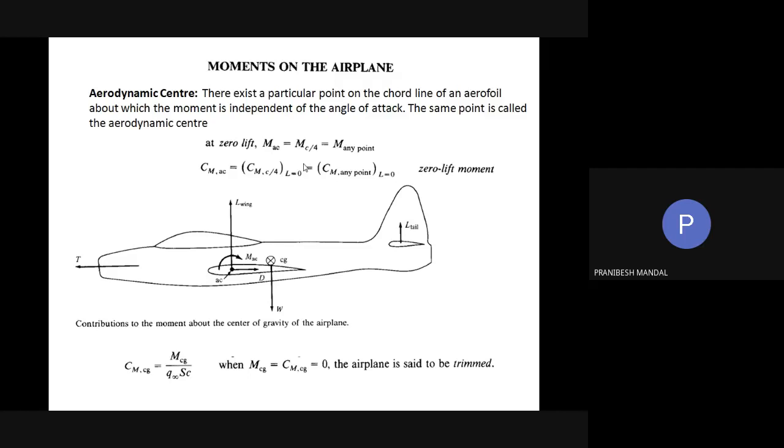See if this is clear to you or not. Clear, sir. Other guys, please mention, is it clear to you or not? Yes, sir. It is a very quick way to find out the moment about the aerodynamic center. That is, at zero lift, if we find out the moment, we can say the zero lift moment is equal to the moment of the aerodynamic center, and so also the coefficient.